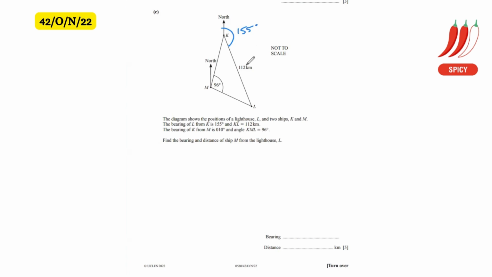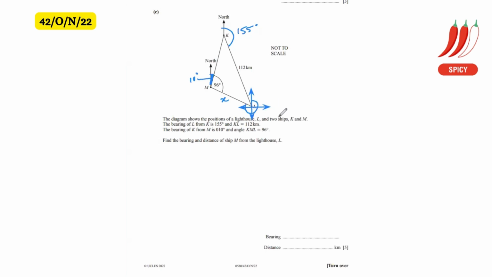Then it says the bearing of K from M is 10 degrees, so which means this is 10. And angle KML is given as 96. Find the bearing and distance of ship M from the lighthouse. So distance is this, and for the bearing of ship M from the lighthouse, we draw the north at L and we find all of this angle.